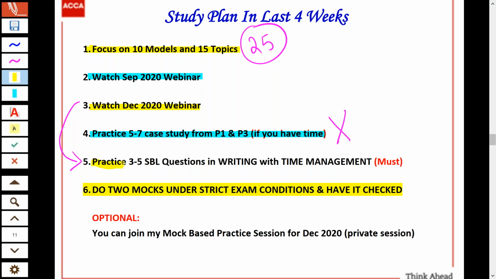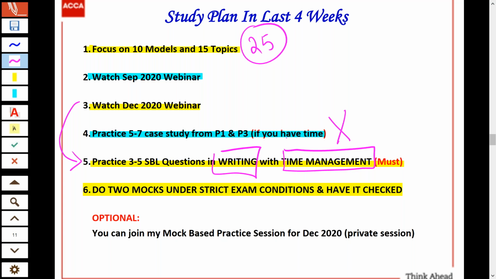you need to practice 3 to 5 SBL questions in writing with time management. This one is a must. So it says in writing and with proper time management. Why in writing? Because it's a 4-hour paper and you need to build up your mental and physical stamina, and the only way to build up your stamina is to run the marathon physically.